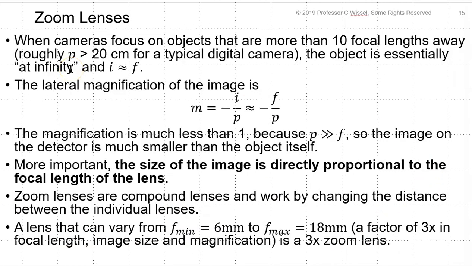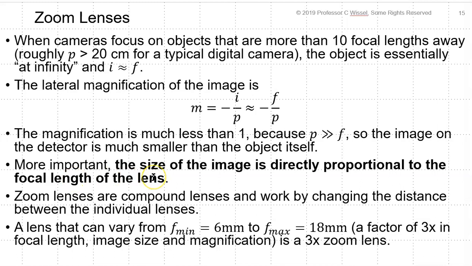When cameras focus on objects that are more than 10 focal lengths away, roughly p equals 20 centimeters for a typical digital camera, the object is essentially at infinity and I is approximately equal to f. The lateral magnification of the image is m equals minus I over p, and of course if I is f, it becomes approximately equal to minus f over p. Now the magnification is much less than 1 because p is much greater than f. So the image on the detector is much smaller than the object itself, and that's a good thing. Otherwise, the camera would have to be huge. You'd have to have a camera the size of a person to take a picture of somebody.